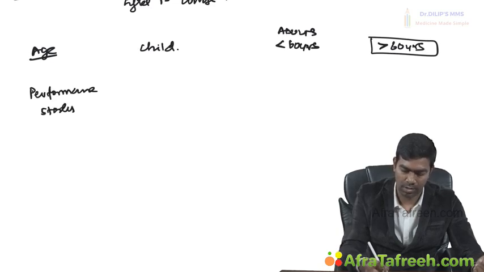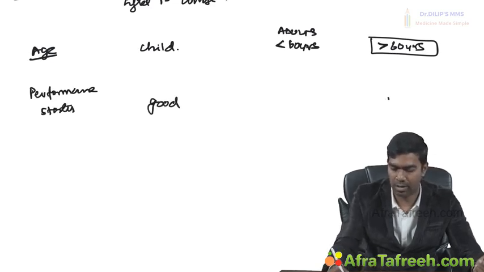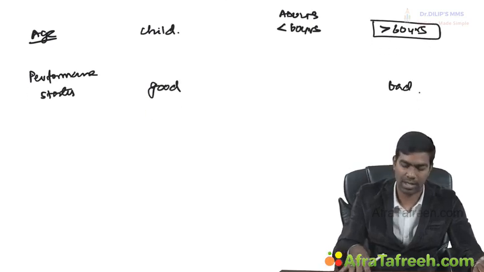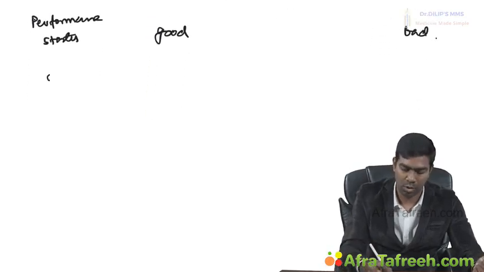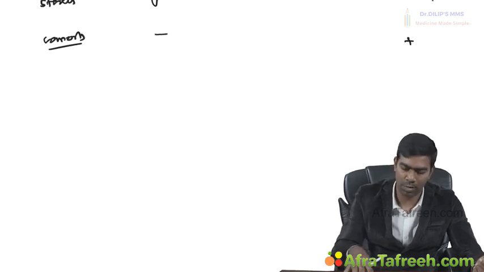Performance status: good, bad, fit and unfit patient, as simple as that. That's it. So comorbid status: no comorbidities, or a lot of comorbidities, again poor prognosis. For example, a patient already having heart failure, CAD, you cannot give doxorubicin, because if you give it in high dose, they are not going to tolerate it, and that limits your chemotherapy.